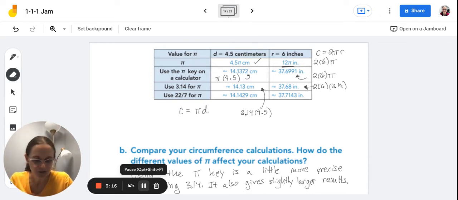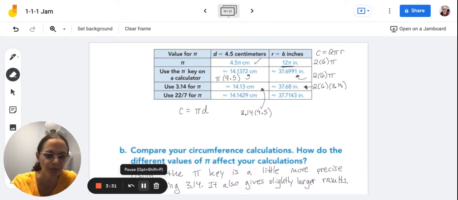I've answered this question in writing here. The way I said it is that using the pi key is a little bit more precise than using 3.14, since 3.14 is an approximation. If we use the pi button, it also gives us slightly larger results than if we just use 3.14.